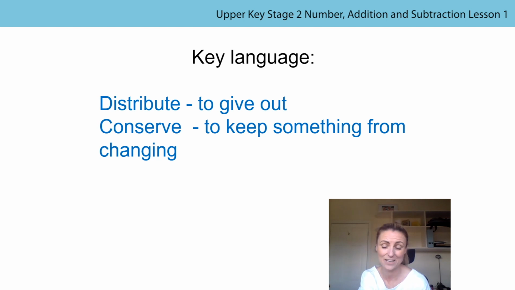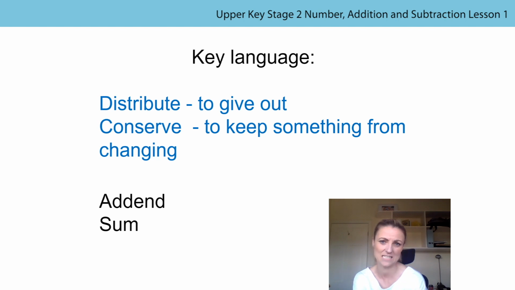So that key language is going to be really important today and over the next few lessons. And those are words that we will have heard in real life. I'm pretty sure of that. But there are two other words that are going to be very important today, and they are mathematical, and you may have heard of them, you may not. But these are the two words, addend and sum. And I'm pretty sure you will have heard of sum before, but we're going to look at it in this context and really be clear about how we want to use it.